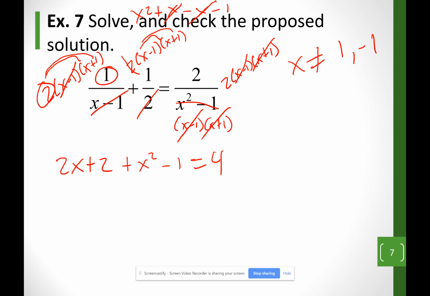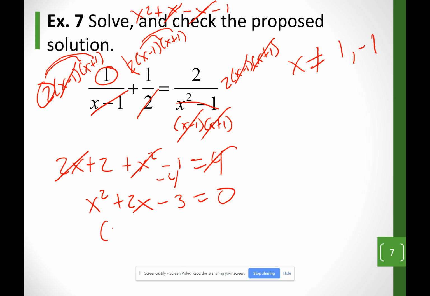So what I'm going to do, I'm going to move everything to the left. Let me rearrange things though. X squared. This minus 4, I'm also going to bring it over here. I'm going to write this as x squared plus 2x. Now, all those numbers, I can combine them, right? 2 minus 1 minus 4. That is minus 3. So I have x squared plus 2x minus 3 equals 0.